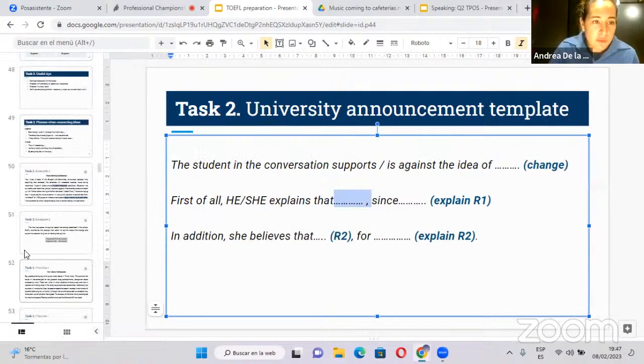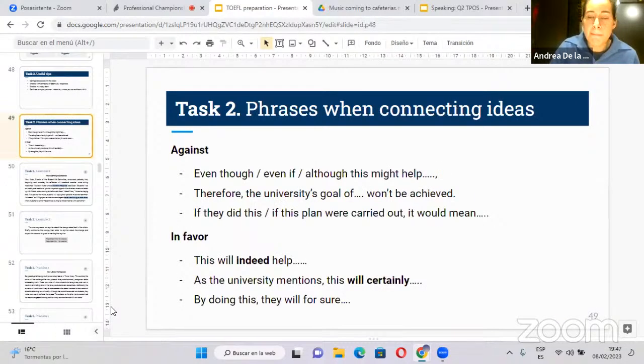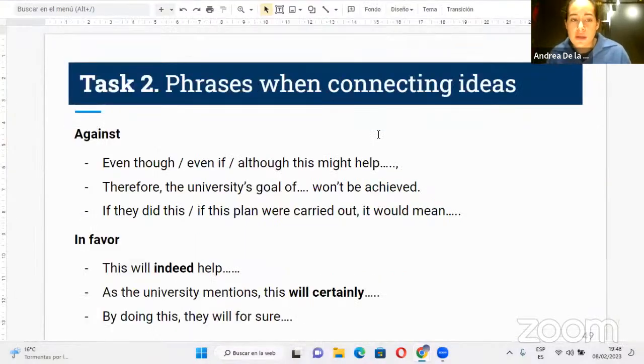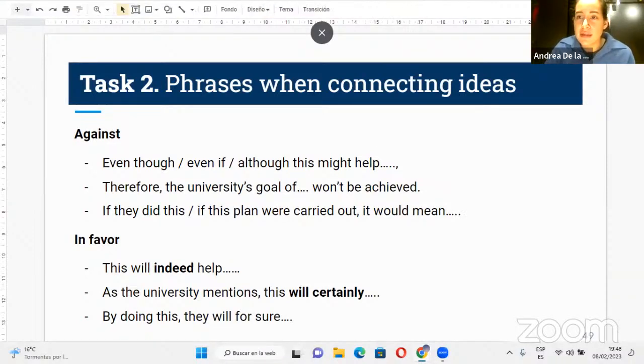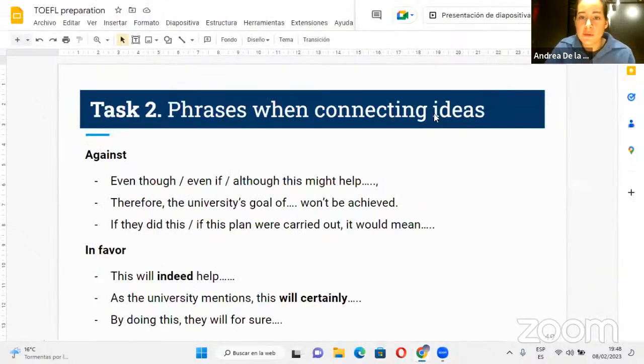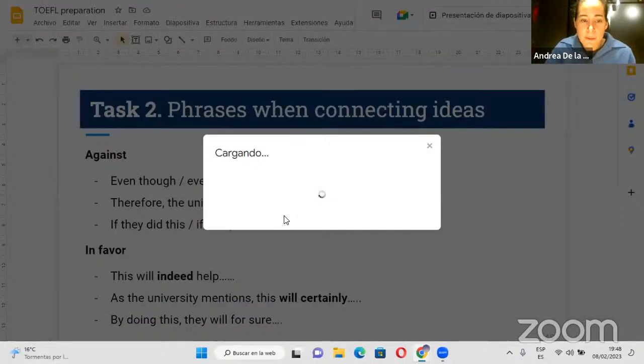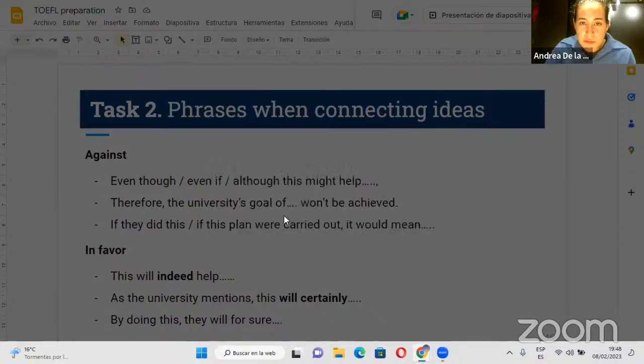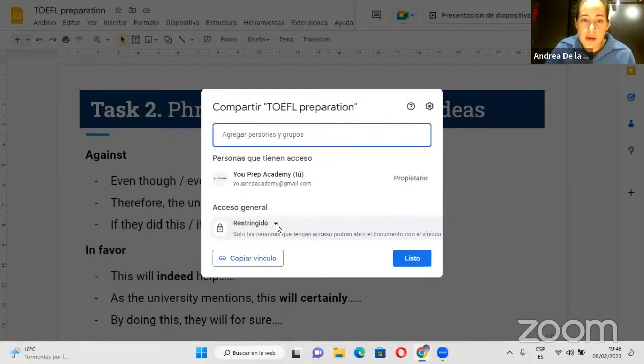Okay, guys. Now, before we move on, I actually wanted to show you something. These are some good phrases or words that you can try to use or implement in your response. Maybe you can take a screenshot of this, although I'm going to share it now so that I don't forget. I'm going to share this presentation with you right now. Either way, these are some good phrases that you can use in this specific task.